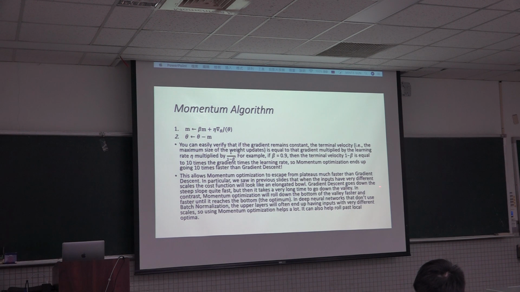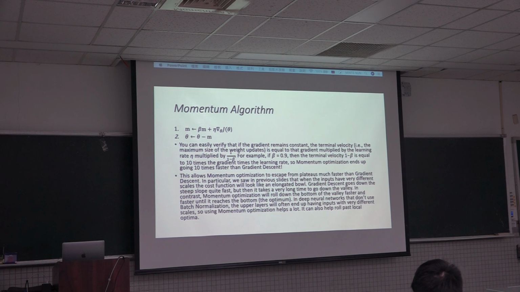So gradient descent goes down the steep slope quite fast, but then it takes a very long time to go down the valley. In contrast, momentum optimization will roll down the bottom of the valley faster and faster until it reaches the bottom. In deep neural networks that don't use batch normalization, the upper layers will often end up having inputs with very different scales. So using momentum optimization helps a lot.